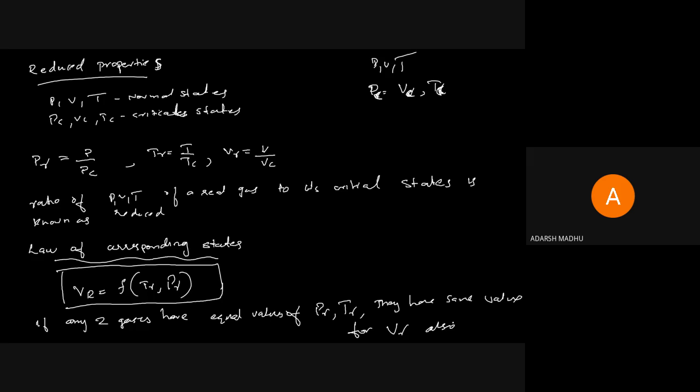VR, reduced volume, is a function of reduced temperature and reduced pressure. Not V as a function of T and P. This law is based on reduced properties only. The reduced volume is taken in this case. That is, for a real gas, VR equals a function of TR and PR. That is the law of corresponding states.